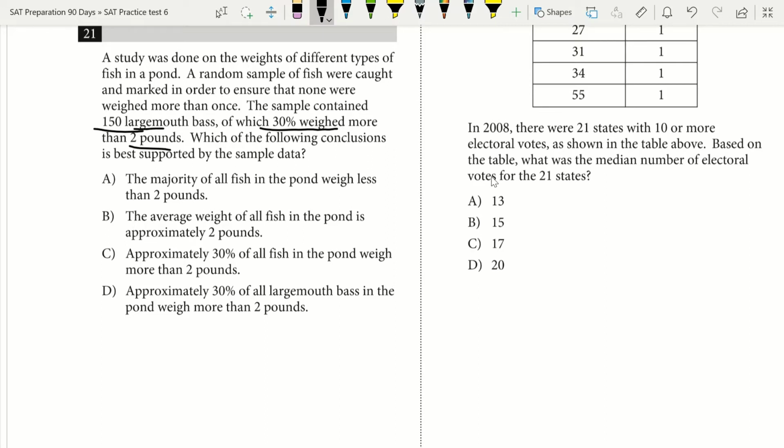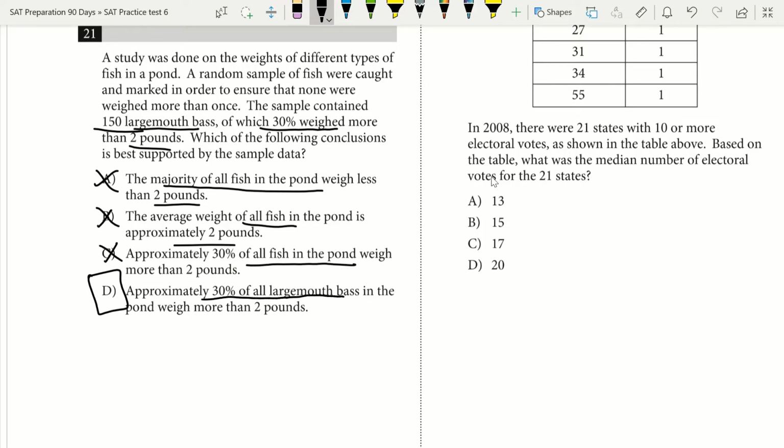Okay, well, we're dealing with largemouth bass. Option A says the majority of all fish in the pond weigh less than 2 pounds. No, because we're talking about largemouth bass. They were the only fish in our sample. Option B says the average weight of all fish in the pond is approximately 2 pounds. Once again, we can't say that. And option C also says all fish in the pond. We can't say that. So option D will have to be our answer.